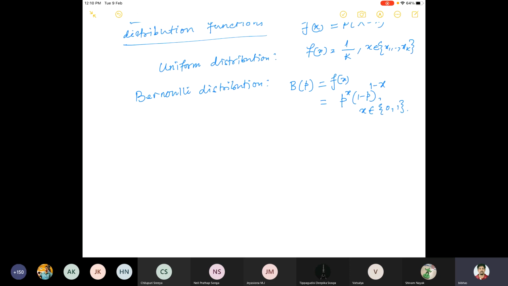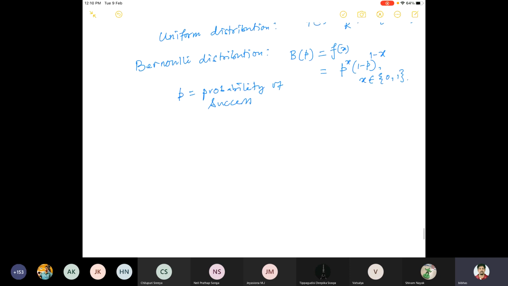And we said x equal to 0 can be explained as a failure, and x equal to 1 as success. Then p here is the probability of success. So the parameter is the probability of success. And then we talked about binomial distribution.